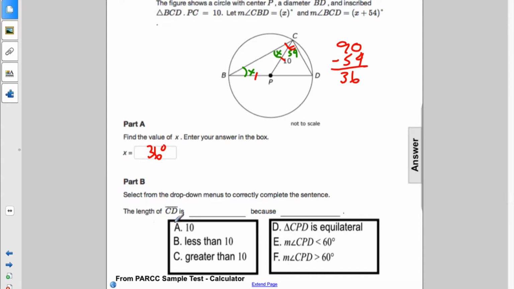Part B, the length of CD. All right, well, let's figure out what this angle is here. So this angle right here is an exterior angle for this triangle here. So that would mean that this angle is this angle here plus this angle, so 2x. What is x? 36. That makes this angle 72 degrees. So the length of CD is going to be greater than 10 because 10 is the radii, but this length is going to be longer than a radius because this angle is greater than 60 degrees.